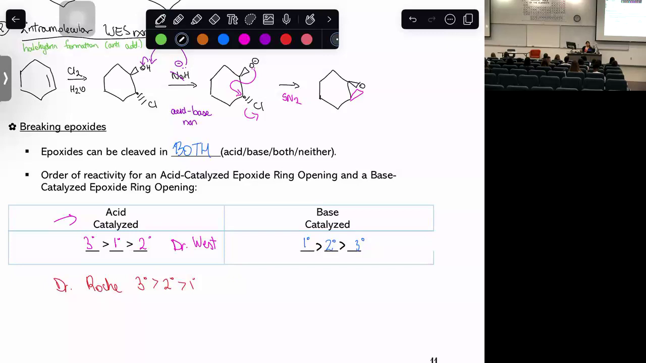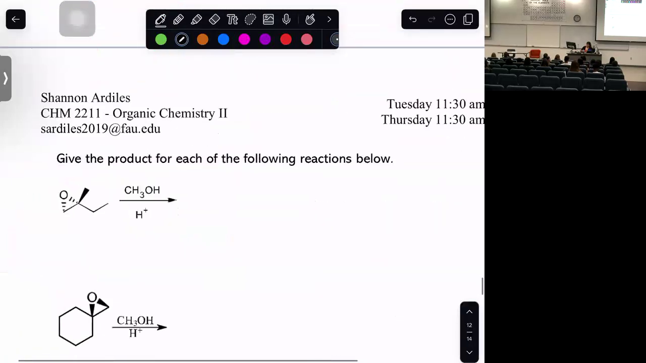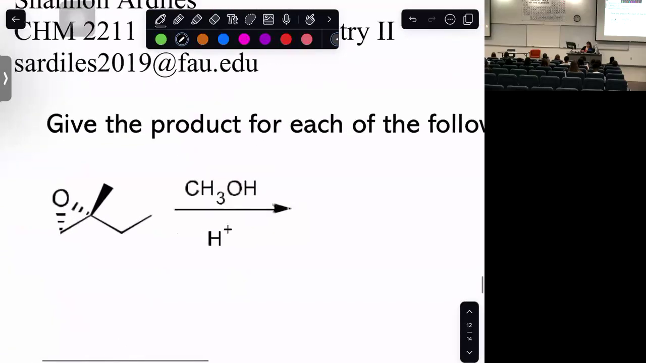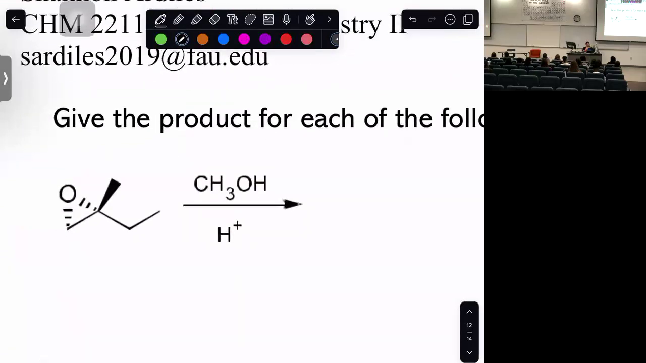Okay, are we ready to see some examples? Okay, looks like we're ready. Okay, let's start with this first one. Now, for your epoxide, sometimes you're going to be given stereochemistry. Okay, now remember the two main steps of breaking epoxides or breaking any ethers.